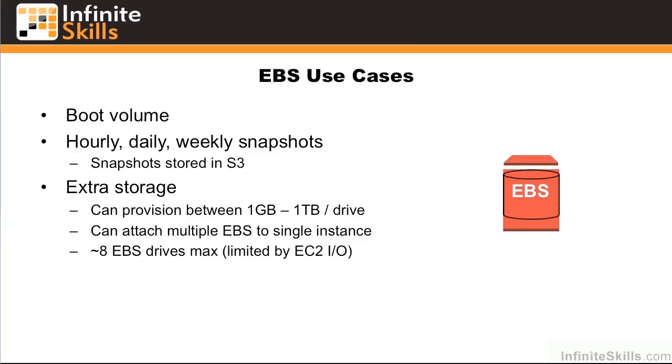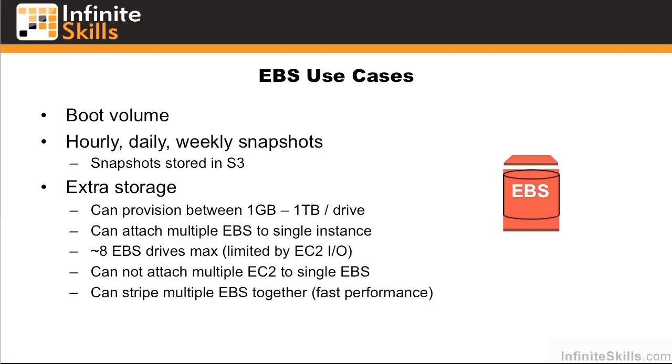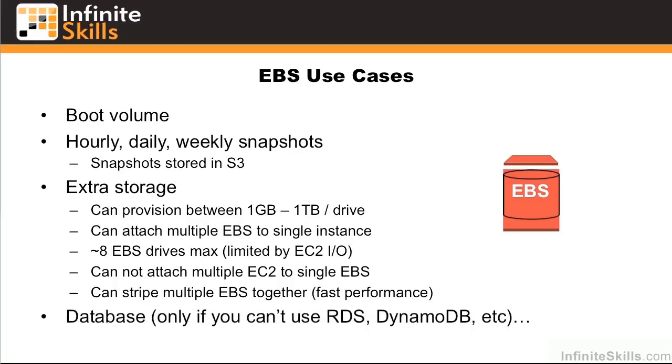Again, this is limited by the EC2 I/O. The larger instance you have, generally the more volumes you can attach. You cannot, however, do the reverse. You cannot attach multiple EC2 instances to a single EBS volume. A single EBS volume can only be attached to a single EC2 instance at any given time. You can stripe multiple EBS volumes together for fast performance. You may also want to consider using EBS as a database. Really, the only time you want to consider this is if you decide you cannot use RDS or DynamoDB or SimpleDB or another one of the offerings that Amazon provides.